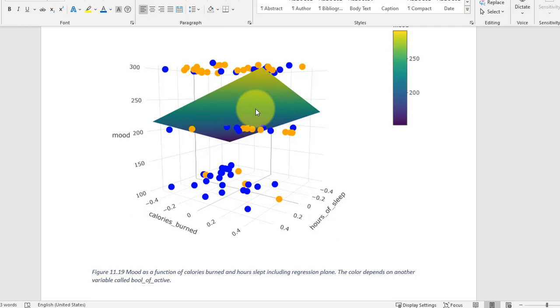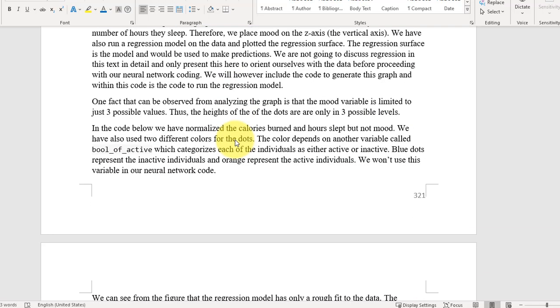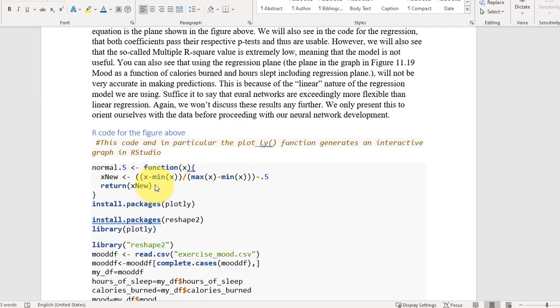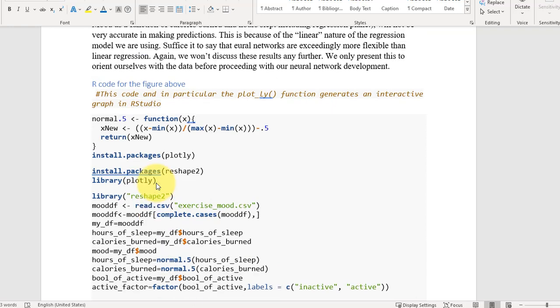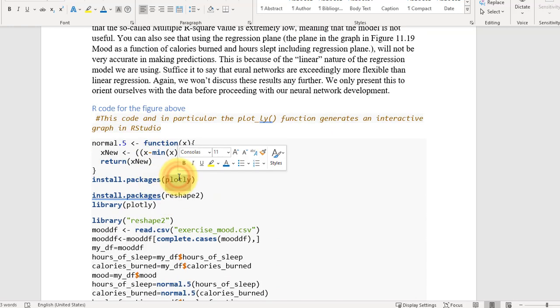So trying to do this with linear regression, or this can still be called linear regression even if you have a plane, trying to do that problem is probably not going to give us great results. However, maybe our code, our neural network, might give us good results. So you do get the code for that picture if you want to generate it yourself. And this is using a package called Plotly. And then we also use something called Reshape.